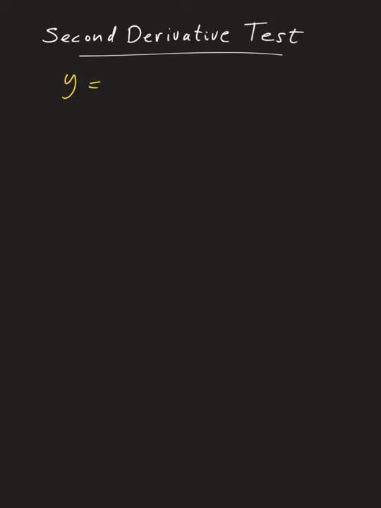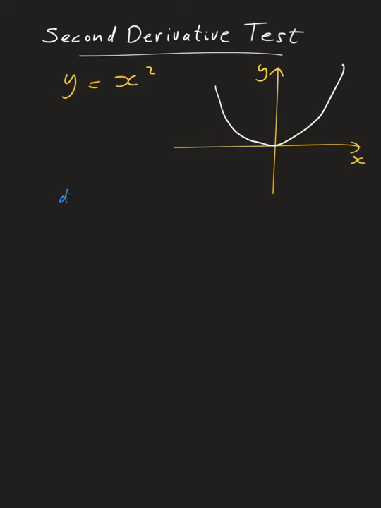If I say, for example, that y is equal to x squared, if I plot that out, it looks something like this. If I differentiate y, I get dy/dx is equal to 2x. That's the derivative of x squared.